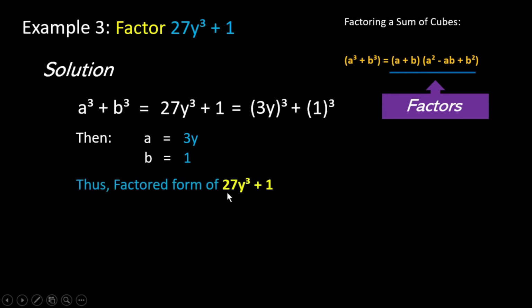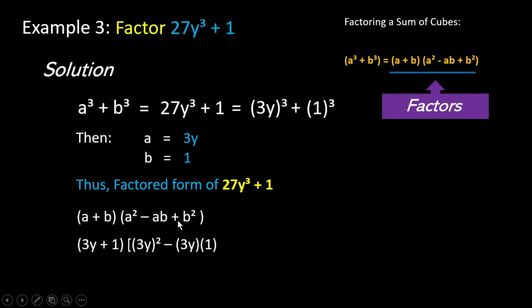Thus, factored form of 27y cubed plus 1 by substituting the value of A and B to this formula. So, meron tayong yung A is 3y, yung B is 1. Tapos, yung A squared is 3y squared. Tapos, minus, yung AB naman is 3y times 1. Tapos, yung B squared naman is 1 squared. So, simplify further. Copy 3y plus 1. Tapos, ito siya guys is 3 squared. So, magiging 9 squared. Tapos, itong y is y squared. So, magiging 9y squared. Tapos, 3y times 1 is equals to minus 3y. Then, 1 squared is equals to 1. So, plus 1.